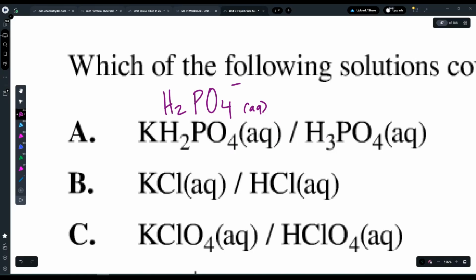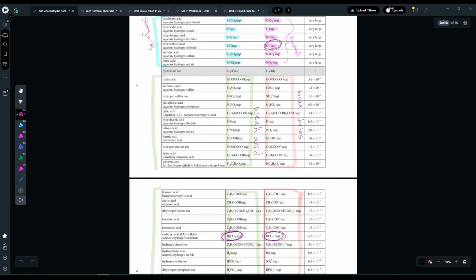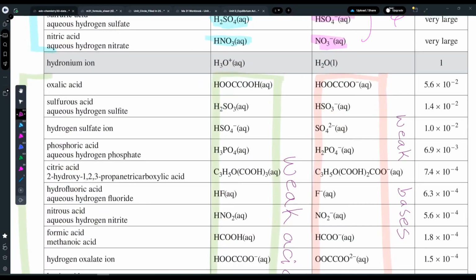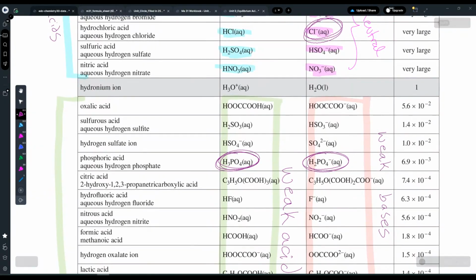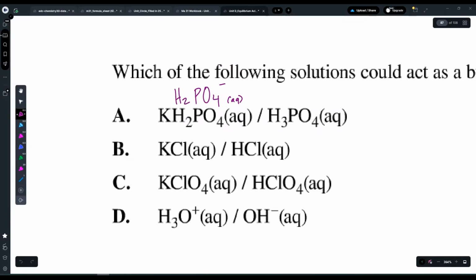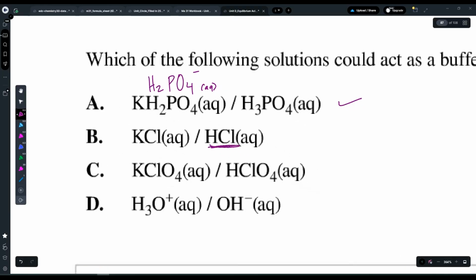So what we're going to want to do is check our data booklet and see: do we have one weak acid and one weak base? Okay, so I'm going to clean up this page a little bit. I'm seeing phosphoric acid right here, and we've got dihydrogen phosphate right there. So we've got a weak acid and a weak base, so yep, that could be a buffering system. Now let's look at the other ones. We've got hydrochloric acid, which is a strong acid.